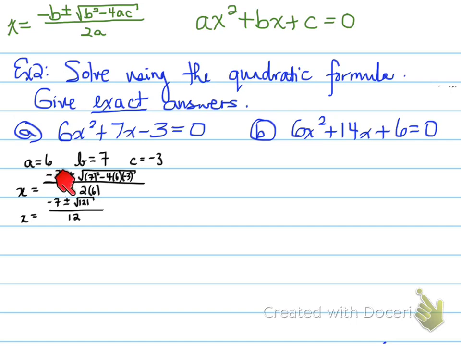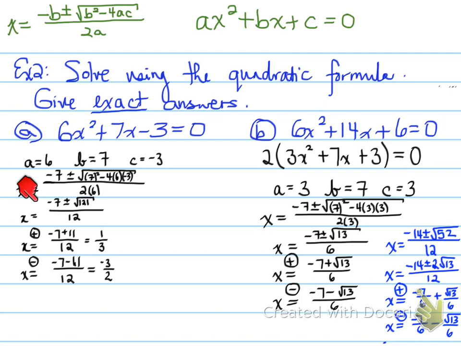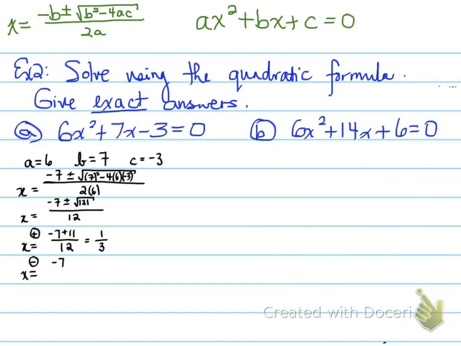Once you've shown the discriminant, if it is a perfect root, you can find the square root of that, which will be, when I add negative 7 plus 11 over 12, which is 1/3. Then you also subtract. When we subtract, we take negative 7 and we minus 11 over 12, which will give us negative 3 over 2.